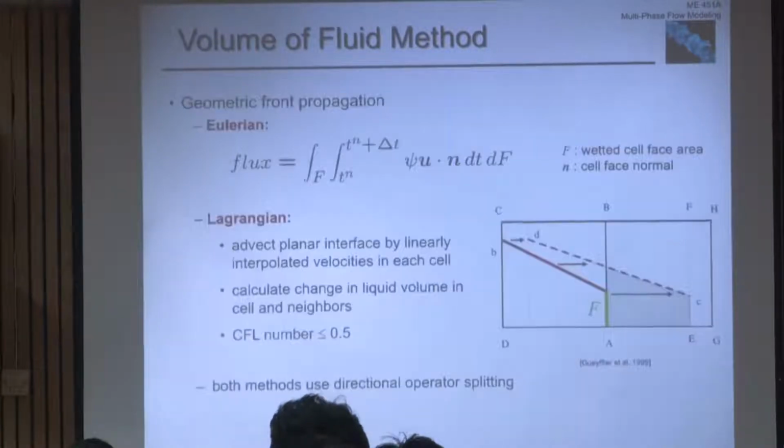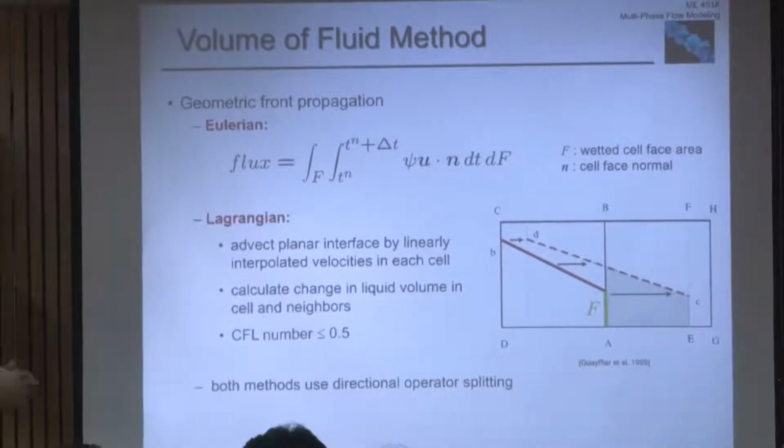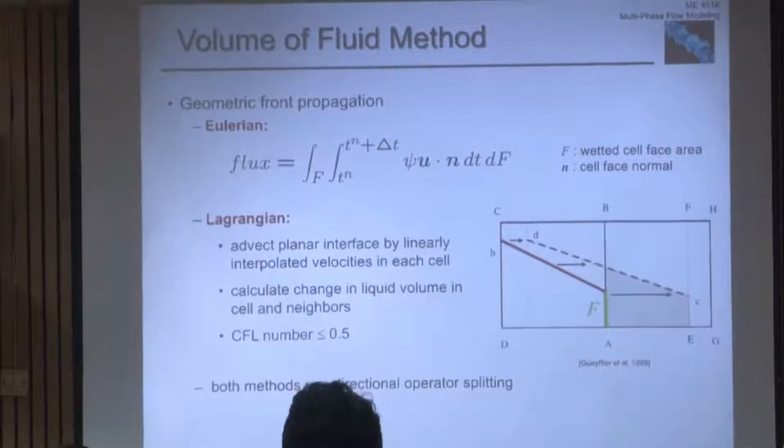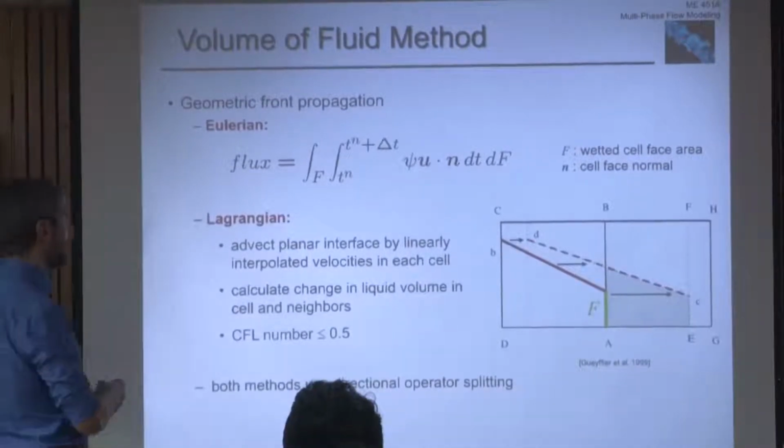Okay, so once we have this, what do we do with this? Well, we need to use this geometric reconstructed interface. So now we know what the interface is in a way that's consistent with the amount of volume that we have in each cell. Now we need to transport this. Well, we said that we can't use normal transport schemes, and so what we're going to do instead is inherently make use of a Lagrangian perspective.